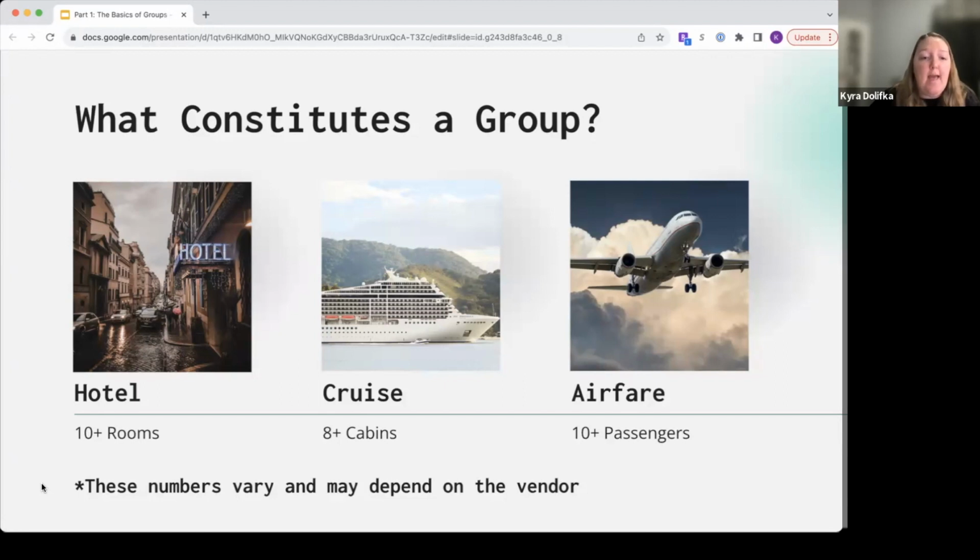So for a hotel or a resort, a group is 10 or more rooms. When you're looking at a cruise, it's 8 or more cabins. Now, some cruise lines are 10 or more cabins. I have seen 5 or more cabins, okay? And then airfare is usually 10 or more passengers. So these are just the general numbers, again, that you would need to constitute a group when it comes to traveling. Please keep in mind they do vary.